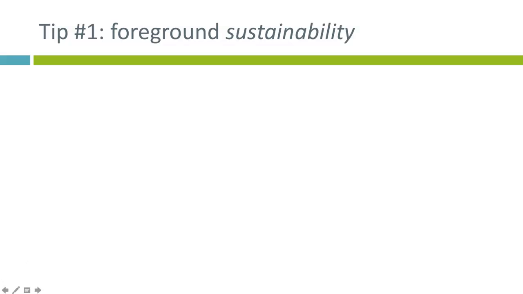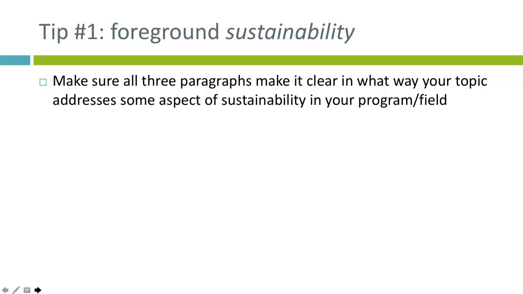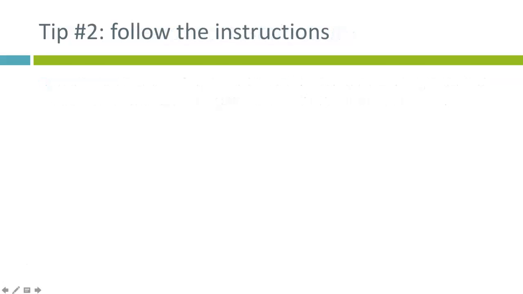So my first tip for revising is to foreground sustainability. And what I mean by that is to make sure that all 3 of your paragraphs make it clear to your reader in what way, in what specific way, your topic addresses some aspect of sustainability in your program area or your chosen field. My second tip is follow the instructions.